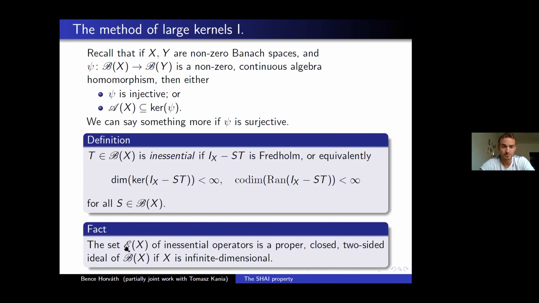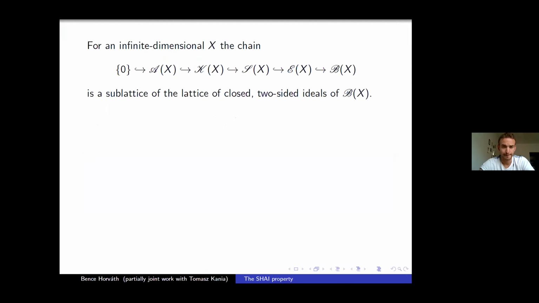So the set of the inessential operators will be denoted by the script E of X, and this is a proper closed two-sided ideal whenever X is infinite dimensional. In general, for any infinite dimensional Banach space, this is a sublattice of the lattice of ideals, which is usually much more complicated, and this is a proper inclusion.